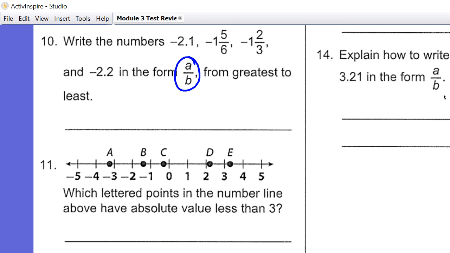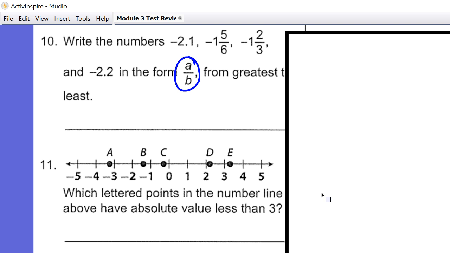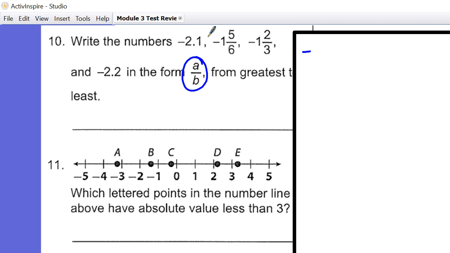For this one, I'm going to create a little whiteboard to show my work. And just on the left side here, I'm going to write these in the form of A over B. So the way I do this, I do it in a process. I do negative 2.1 is equal to negative 2 and 1 over 10, which is 2 times 10 is 20, plus 1 is negative 21 over 10. And then my next one is negative 1 and 5/6, which is equal to 1 times 6 is 6, plus 5 is 11. It's negative 11 over 6.